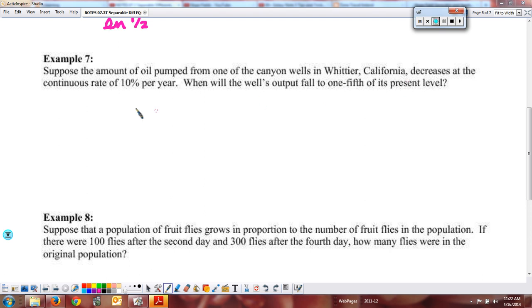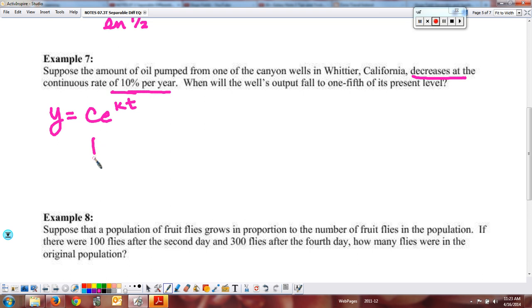All right, so looking at example 7, a lot of these problems, we actually don't even need calculus to do them. We've got the amount of oil. It's going to decrease at a continuous rate of 10% per year. You can either take a look at the problem and go, hey, it's the continuous rate, 10% per year. We know it's going to be Ce to the kt. You can kind of assume that you're going to start with 1 or 100%, e to the kt, and use that for your initial condition. And then go, hey, I lost 10% per year.